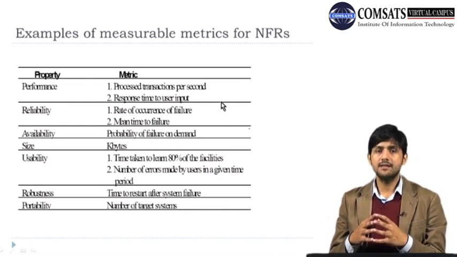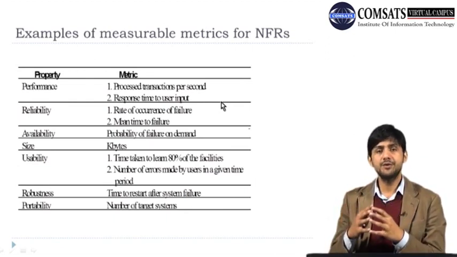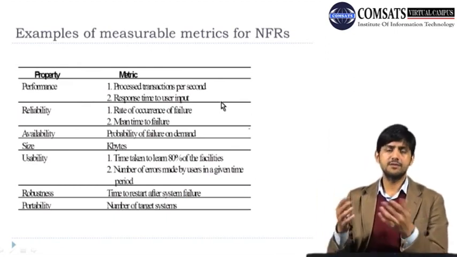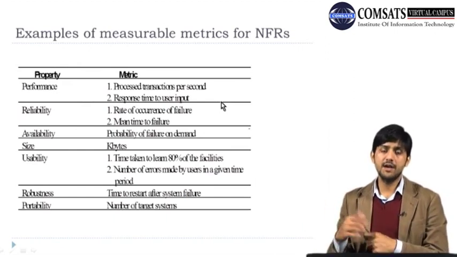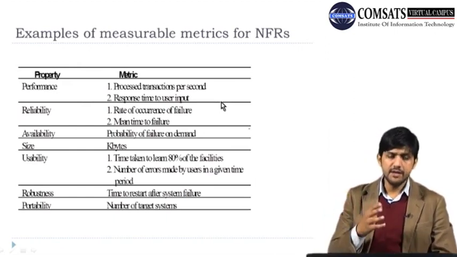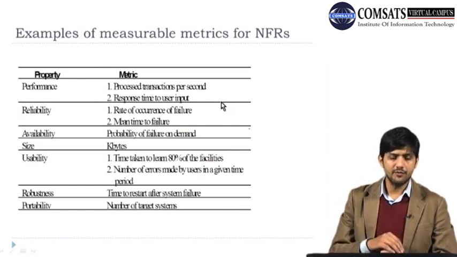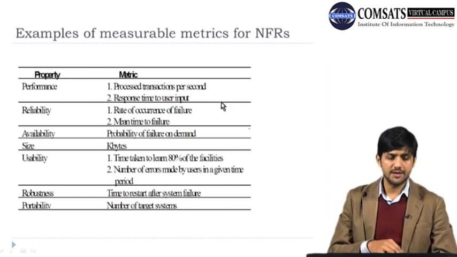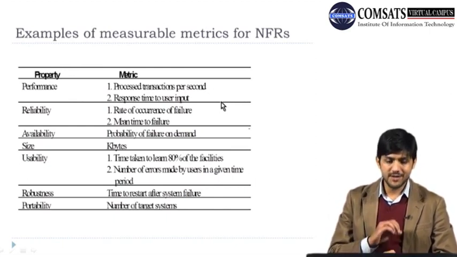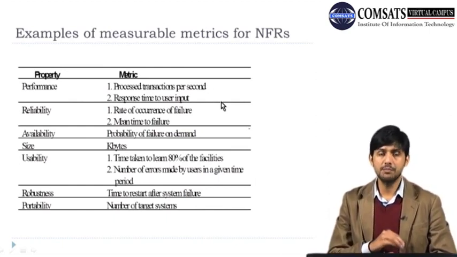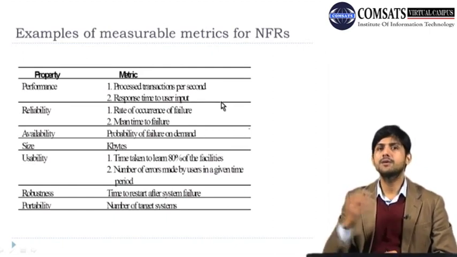Similarly, we can also say that the number of errors produced by users in 2 hours is less than 5, so again, it becomes objective and testable as well. And a couple more examples: for the non-functional property of robustness, one of the metrics that can be used is time to start after system failure. And portability can be expressed in terms of number of target systems. For example, the client says that the system should be portable, so we should ask him what are your target systems.